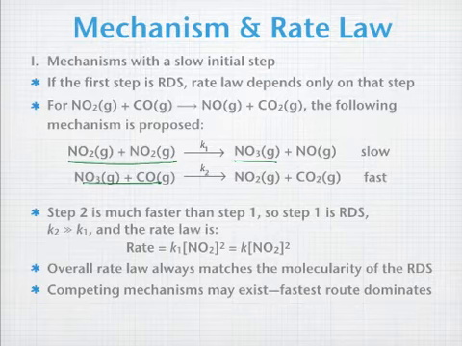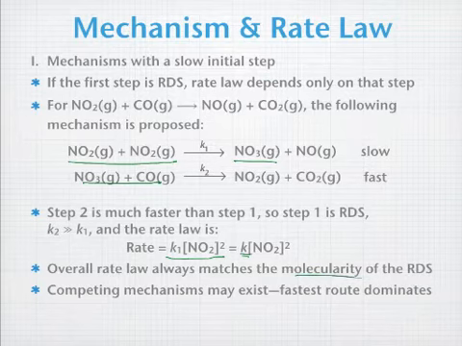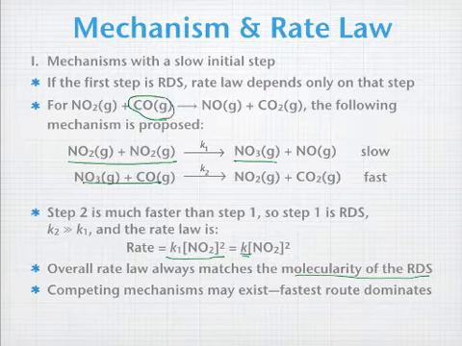k2, the rate constant for the second reaction, is much larger than k1, and so the rate law is going to equal k1 times NO2 squared, because we're bimolecular in NO2, and we're just going to convert that k1 to the overall rate constant for the reaction, and we get our rate law of k times NO2 squared. So again, overall the reaction is going to match the molecularity of the rate determining step. Now, competing mechanisms may exist, but the fastest route does dominate. Also notice that this reaction would be zero order in carbon monoxide.